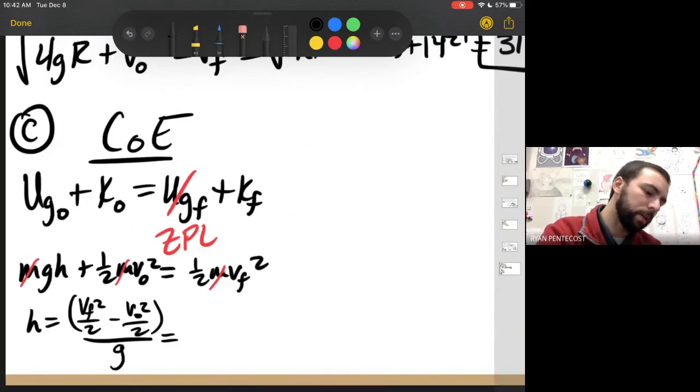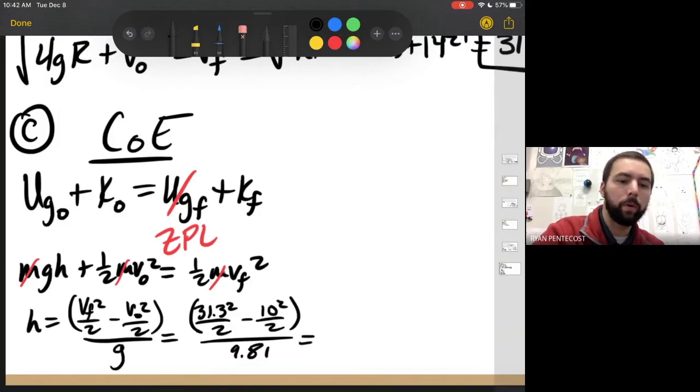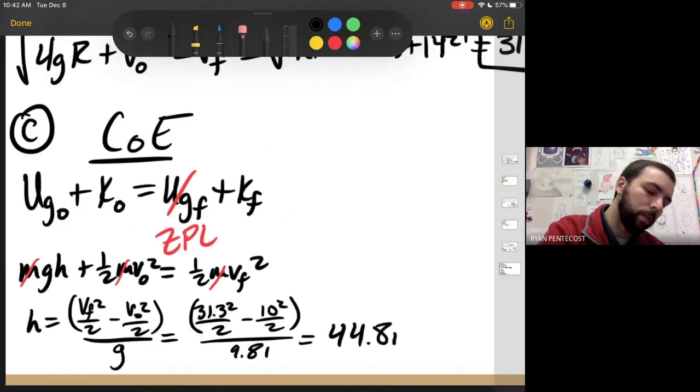So let's take v final is 31.3, square that, divided by 2, minus 10 squared divided by 2, all over 9.81. Put all that in, you should get 44.8 meters.